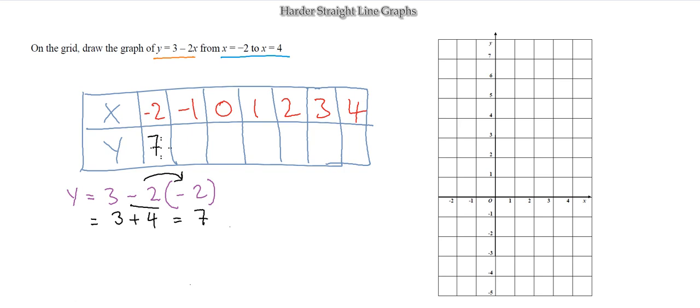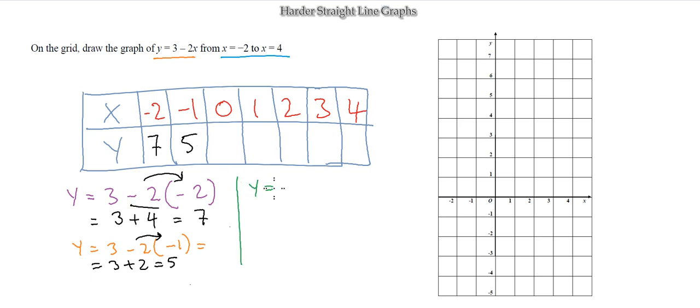When x is minus 1, y equals 3 minus 2 times minus 1. So I'm just going to do it now. 3 minus 2 times minus 1, that's positive 2. So 3 plus 2 is 5. Let me just write that down as well, I don't want people getting confused. Minus 2 times minus 1 is positive 2, so 3 plus 2 equals 5.